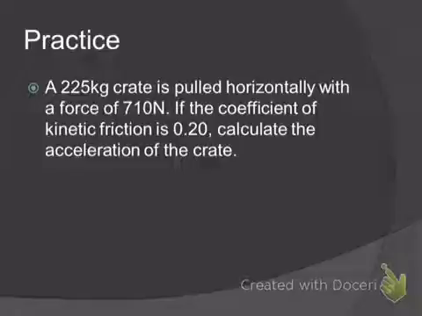A crate is pulled horizontally with a force of 710. Coefficient is 0.2. Calculate the acceleration. Can you do this one on your own? Yes. Okay, I think that you can. Let's try it on your own.